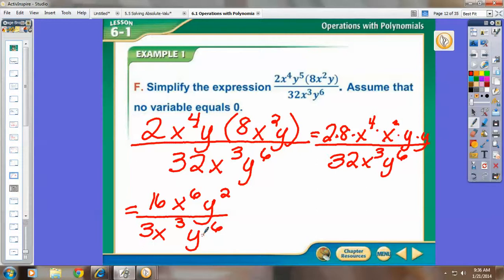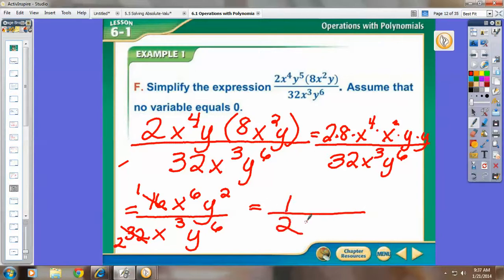Continue to go on looking at your coefficients. 16, and that should be 32 and not 3 down there. I apologize. Let's change that 3 and make it a 32. So what number goes into 16 and 32? We're going to simplify that fraction. 16 goes into 16 once, into 32 how many times? Twice. So we have 1 over 2, or 1/2.